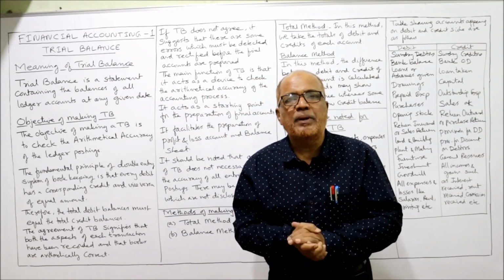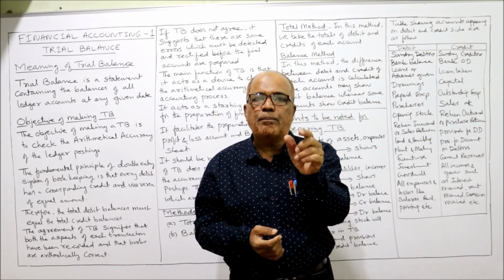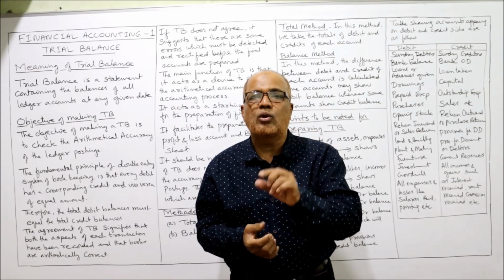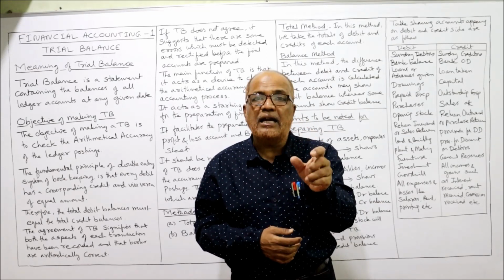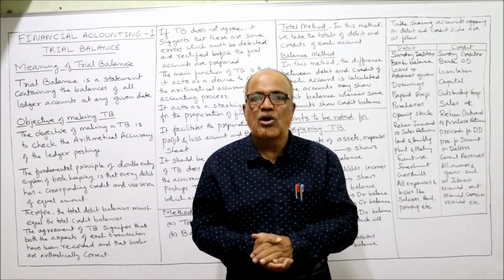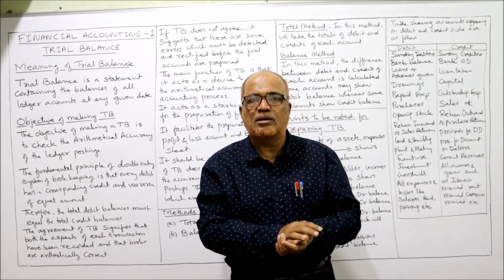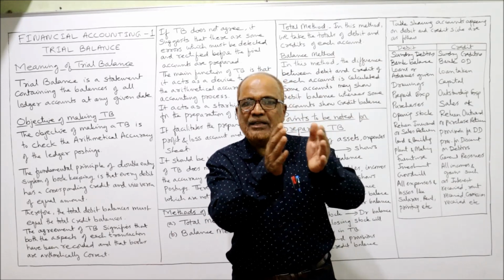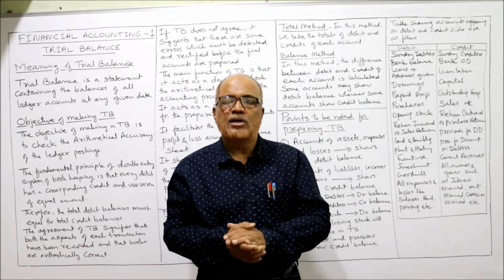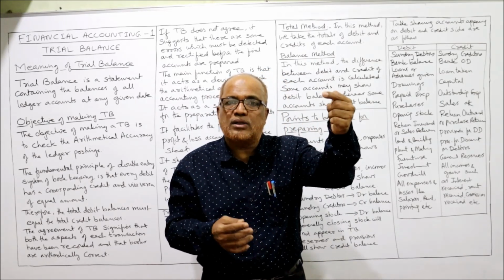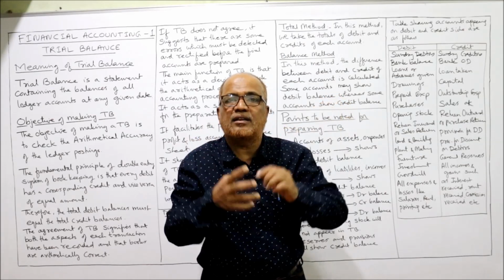The fundamental principle of the double entry bookkeeping system is, for every debit there is a corresponding credit. For every debit there is a corresponding credit. So whenever we debit one account, simultaneously we will credit another account.